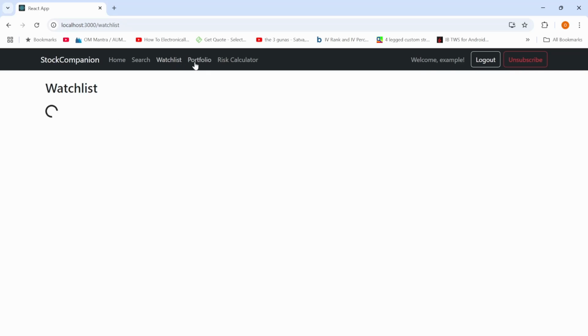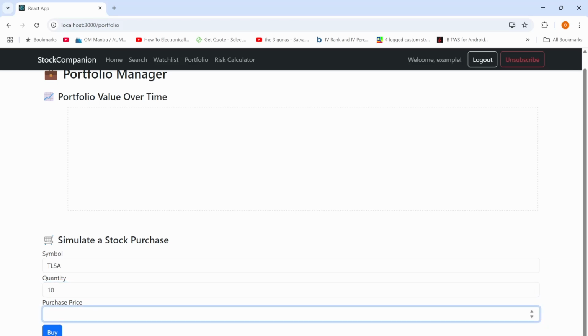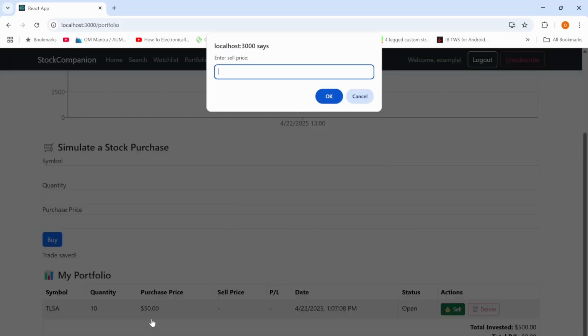Okay, so we have a watch list and we do have a portfolio. This is where we track real trades or where we simulate trades. For instance, we could simulate a Tesla trade. We could use whatever price we choose. Let's do a quantity of 10, purchase price around $50. Of course it's not actually 50, but we could use whatever price we choose. We could sell for, what was our purchase? 50. Let's sell for about $70.